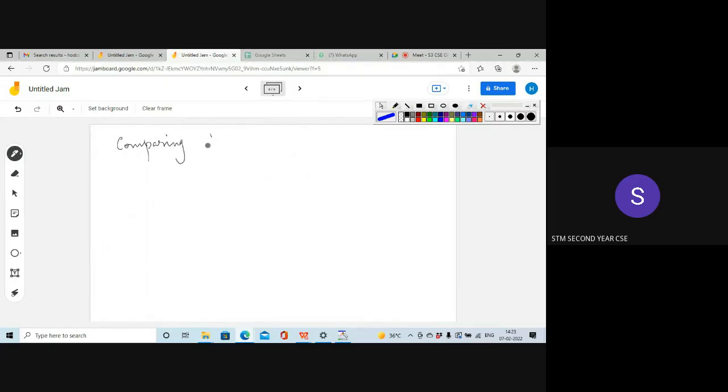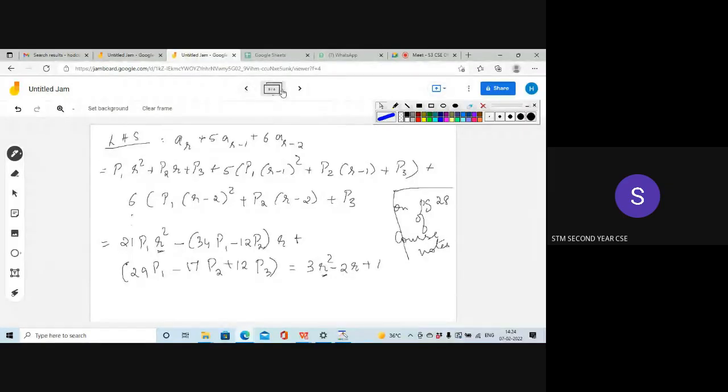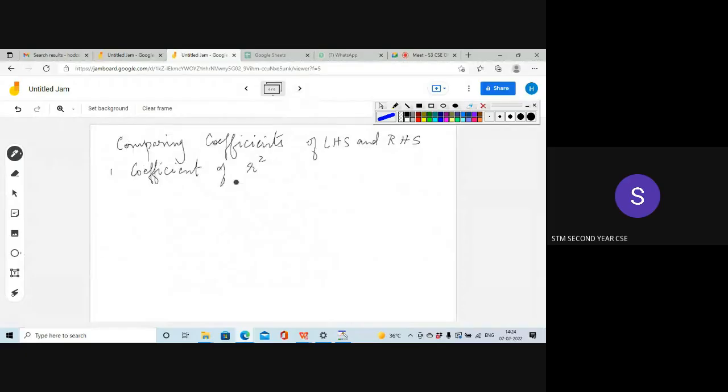Comparing coefficients of LHS and RHS. First, we are going to compare the coefficient of r square. What is the coefficient of r square? 21 P1, isn't it? We have three constants. Our constants are P1, P2 and P3. We have to find the values of these three. Find values of P1, P2 and P3.